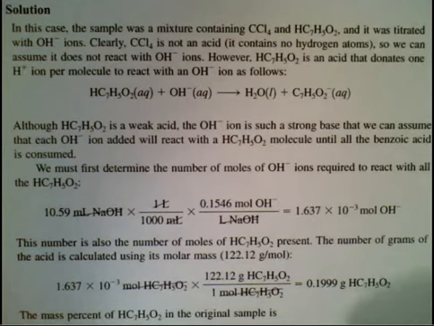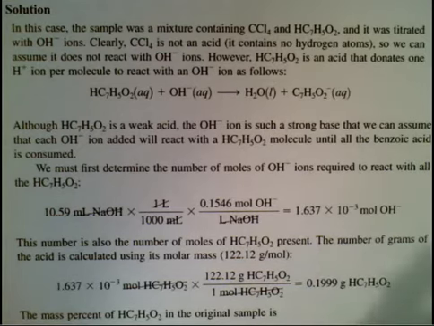However, HC7H5O2 is an acid that donates one H plus ion per molecule to react with the OH minus 1 ion as follows. And here is your net ionic equation. Although HC7H5O2 is a weak acid, the OH minus 1 ion is such a strong base that we can assume that each OH minus ion added will react with a HC7H5O2 molecule until all the benzoic acid is consumed.